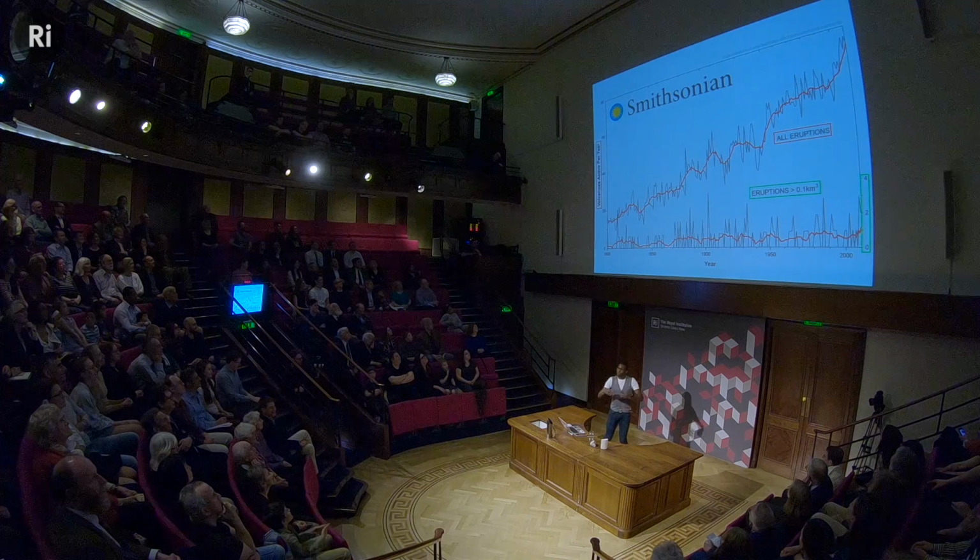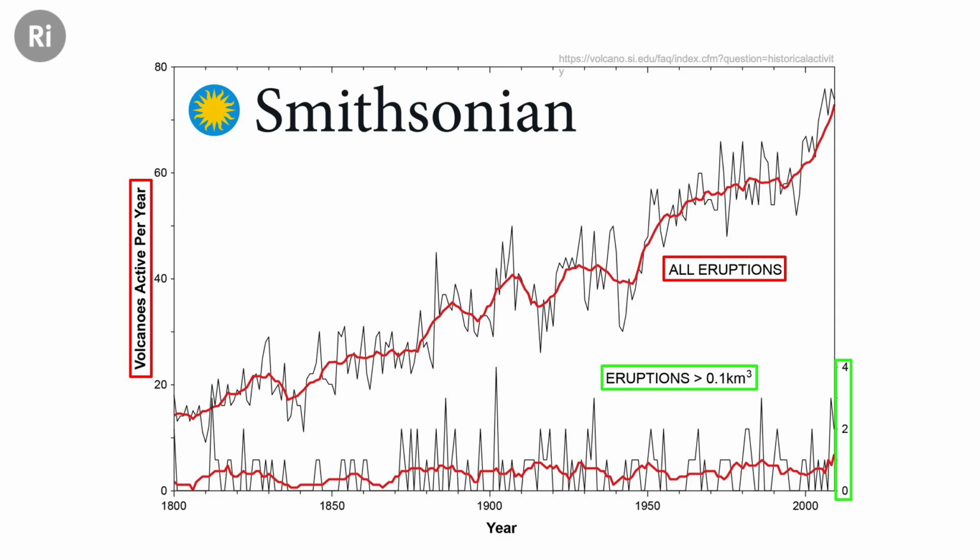And volcanoes erupt regularly as well, so they're hazardous, they're nearby, they erupt regularly. Shown here is a graph going from 1800 through to present day. Here is the number of volcanoes active per year as recorded and observed, either directly or by remote sensing. And these are the large eruptions here.